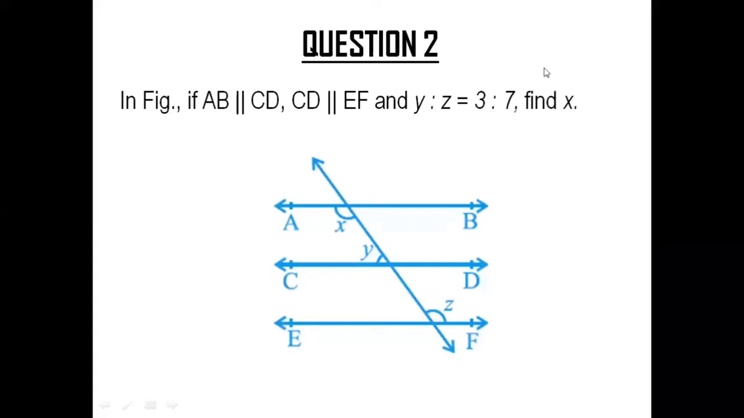Now, let us get into question number 2, which says that in figure, if AB is parallel to CD and CD is parallel to EF and y is to z is equal to 3:7, find x. So we have been asked to find the value of x. Kindly observe this figure and then let's get into the solution to question number 2.